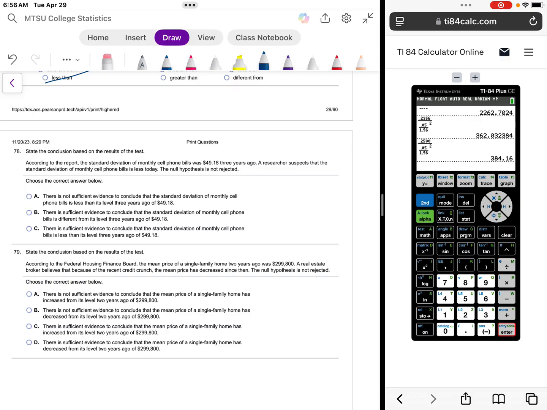All right. According to the report, the standard deviation of monthly cell phone bill was $49.18 3 years ago. Research suspects that the standard deviation of monthly cell phone bill is less today. The null hypothesis is not rejected. So that means we failed to reject. Choose the correct answer below. So which would be the correct choice there? I'll give you a moment to read.